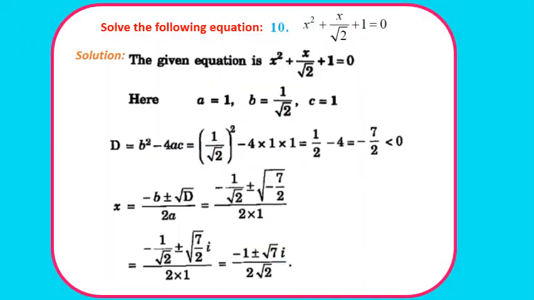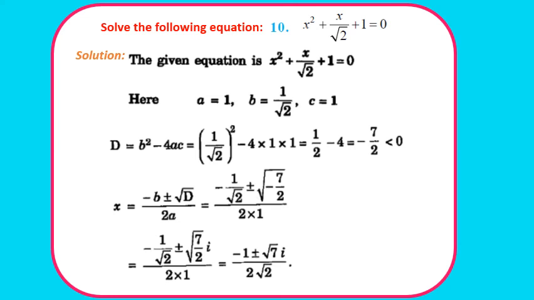Moving to question 10. Solve the following equation: x² + x/√2 + 1 = 0. Comparing this with the standard equation ax² + bx + c = 0, we get a = 1, b = 1/√2, and c = 1. Putting these values in the discriminant, D = b² − 4ac, which is equal to (1/√2)² − 4 × 1 × 1, we get 1/2 − 4, which is equal to −7/2.